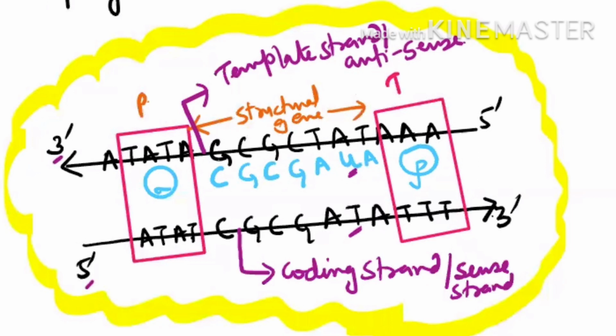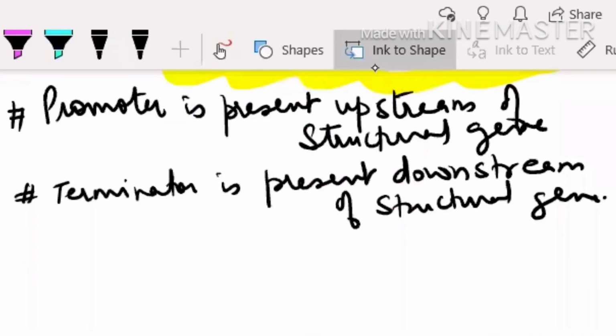The terminator is present at the 5' end of the template, or you can say it is present at the 3' end of the coding strand. The structural gene is present in between the promoter and the terminator. I hope this area is clear. The promoter is present in front of the structural gene, meaning upstream. The terminator is present at the back of the structural gene, so we say downstream. So see here, the promoter is present upstream of the structural gene and the terminator is present downstream of the structural gene. I hope this topic is clear to you.